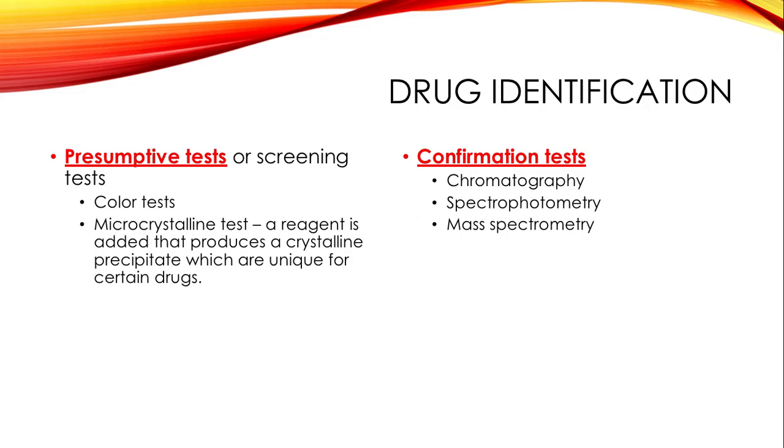Now, when somebody is trying to figure out what kind of drug was taken or was in the body, okay, there are two types of tests that can be used. There are presumptive tests or screening tests. These are different color tests, for example, that we're going to talk about in a bit, that can just identify a drug, but then we need what's called a confirmation test to actually look at the structure of that drug to actually be able to identify it specifically. And those confirmation tests include things like chromatography, spectrophotometry, and mass spectrometry.